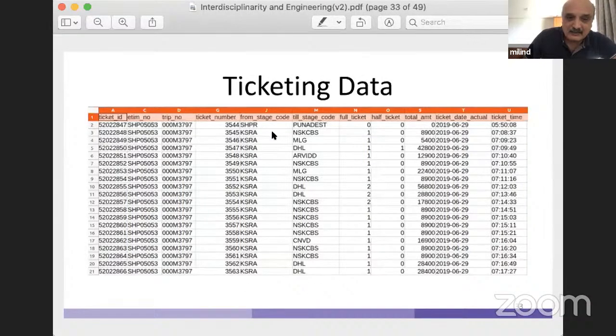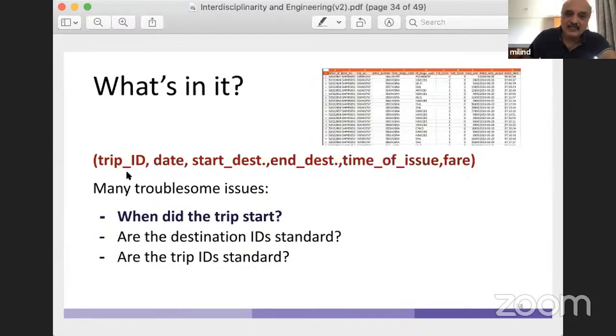For example, Kasara to Nasik CBS, 1 full ticket, 0 half ticket, 89 rupees was the fare, and the ticket was issued at 8 minutes past 7. Or if you look at Kasara to Malegaon, the ticket was 224 rupees and so on. Because of these ticketing machines, the ticketing data is now available completely. What does it look like? Trip ID, the date, start, destination, time of issue and fare.